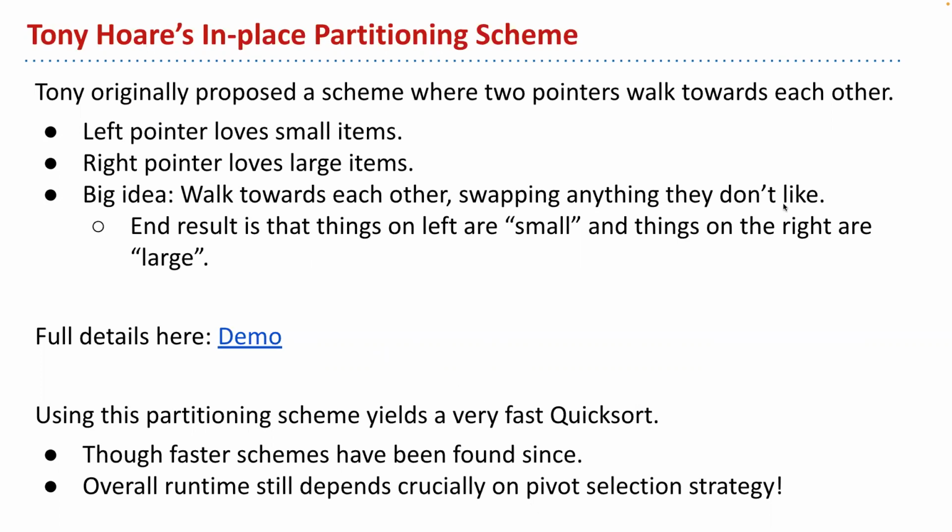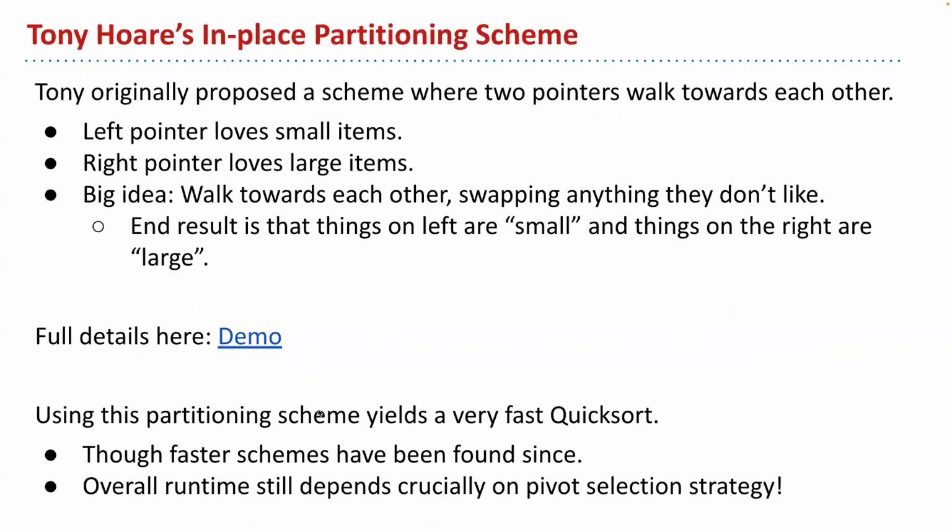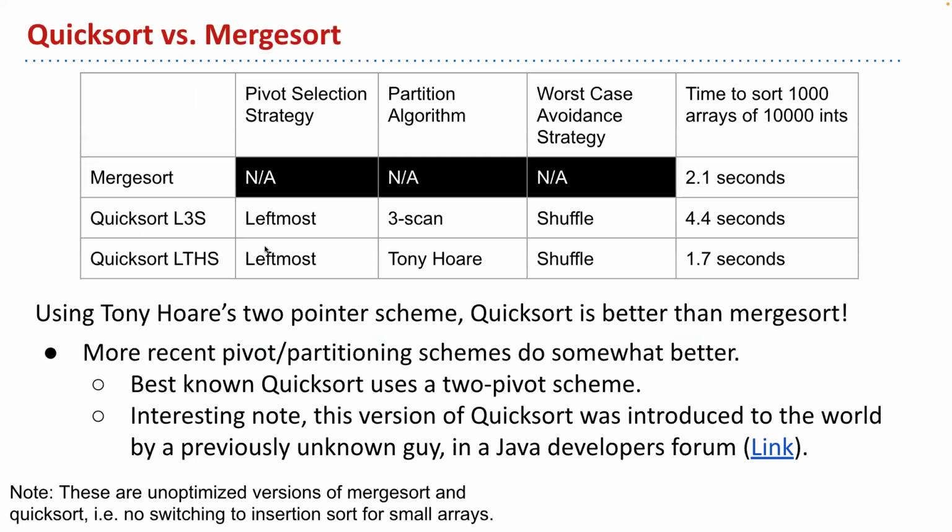Okay. So this approach, if I run the timing test, we end up getting 1.7 seconds on the demo I did on my desktop computer, which you'll notice is faster than merge sort. Actually, I'm going to go back one slide real quick to say that this partitioning scheme is now a very fast quicksort. There's actually faster versions than this, and I'll talk very briefly about one of them in a bit. But the overall runtime is still going to depend on the pivot selection. So this partitioning scheme is better, but the pivot selection strategy still affects it.